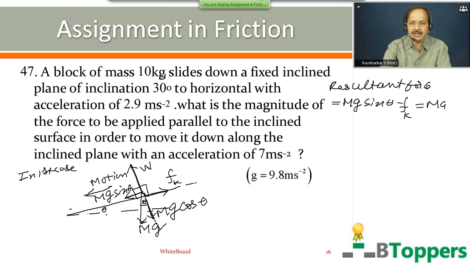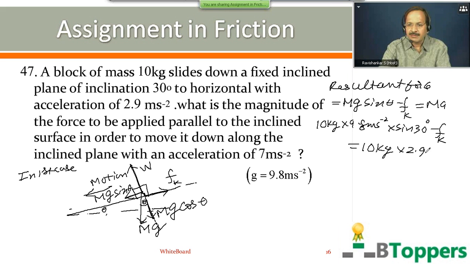So you are given the mass of block as 10 kg. Theta is given to be 30 degrees. The magnitude of the acceleration is given as 2.9 meter per second square. g is given as 9.8 meter per second square. So substitute all the values here and simplify it yourself. Come on, you can start copying this working part.